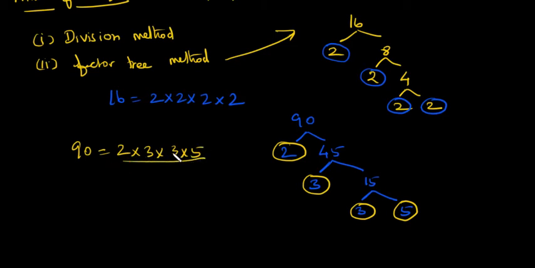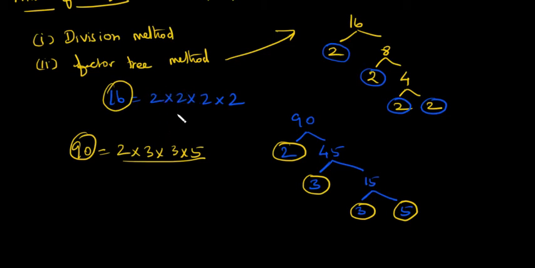Do you have any other number? You have only prime numbers. You don't have any number other than prime numbers. So 2 is a prime number, 3 is a prime number, 5 is a prime number. So we can write any number like 90 and 16 as a product of prime numbers.